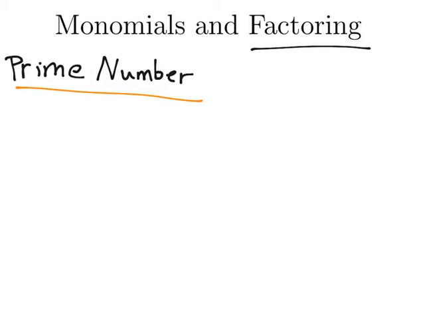it satisfies one very important property. It has to have exactly 2 divisors. No more, no less. It has to have 2 divisors. What that means, if I take a number, let's say 12, and I divide it by something, I have to get a whole number. That's what a divisor is.